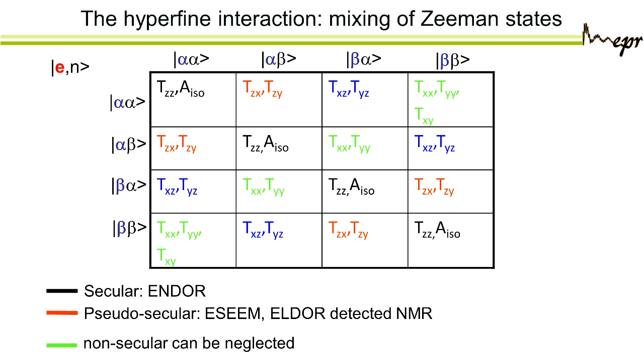Then we have the red terms. You see what they connect? They connect nuclear states within the same electron state, right? So they connect the alpha and the beta of the nucleus within the same state, and these are the TZX and TZY components. Now they are written not in the principal axis system, just in any axis. Then we also have the green ones, which we refer to as non-secular terms, and they connect states that change both the electron and the nucleus, and these are not so important. So the two methods that we will talk about in this lecture depend on having the red terms. They really depend on non-zero pseudo-secular terms.